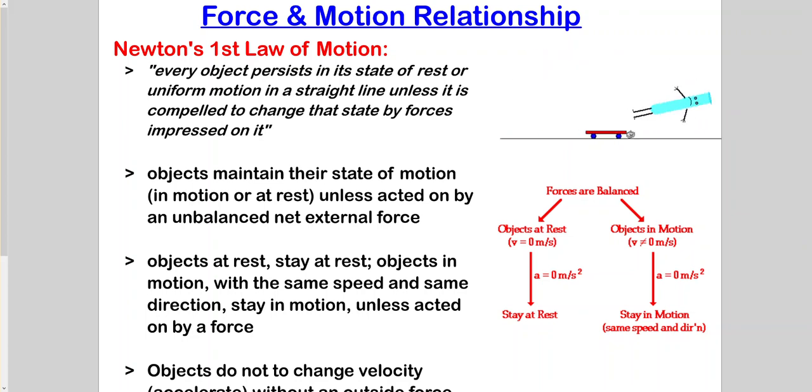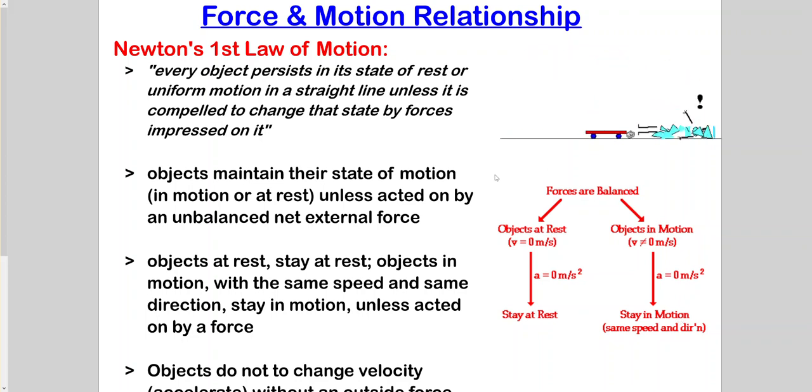We know that what causes objects to accelerate, in other words, speed up or slow down, is an unbalanced force. So when we talked about net force, we said if net force is zero, the object's motion stays the same, or in other words, it doesn't accelerate. When forces are balanced, if the object is at rest, its velocity is zero, its acceleration will be zero, which means it stays at rest. When forces are balanced, objects that are in motion, in other words, their velocity is not zero, will have no acceleration, so they won't speed up or slow down. In other words, they stay in motion.